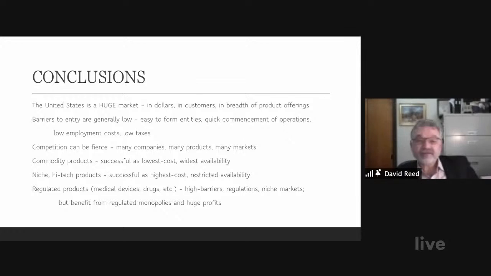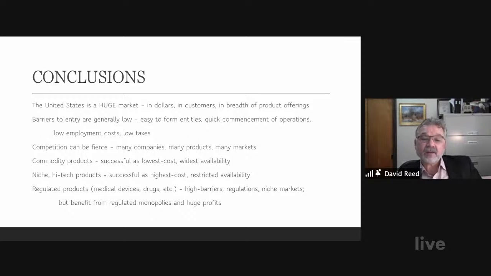So conclusions. The United States is a huge market in dollars, in numbers of customers, and in the breadth of product offerings. The barriers to entry are low. It's easy to form an entity. It's quick to commence operations. There are low employment costs and there are low taxes. But because of that, competition can be fierce.